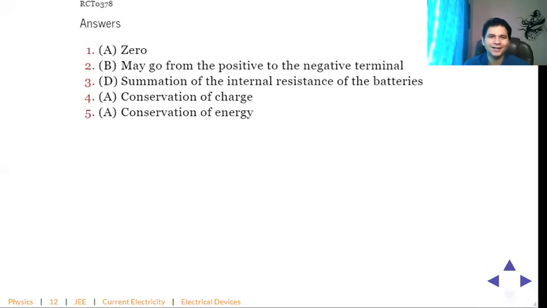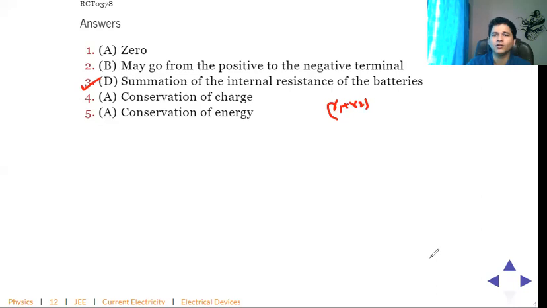So the first answer is 0. It is KCL, the first one is KCL. It is 0. Yes or no? The net sum of all the current at the junction is 0. Second is may go from positive to negative terminal, because it is positive charge. Positive charge will go from positive to negative. If you consider charge to be positive, it will go from positive to negative. Third, summation, resistances are in series, so it will be R1 plus R2.